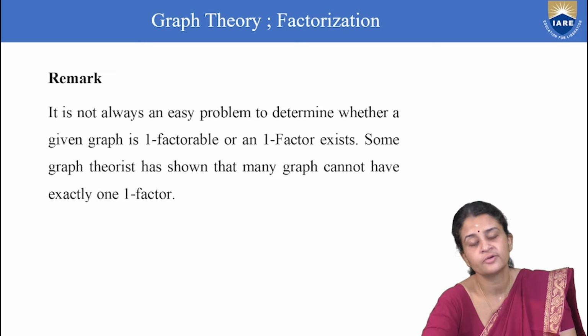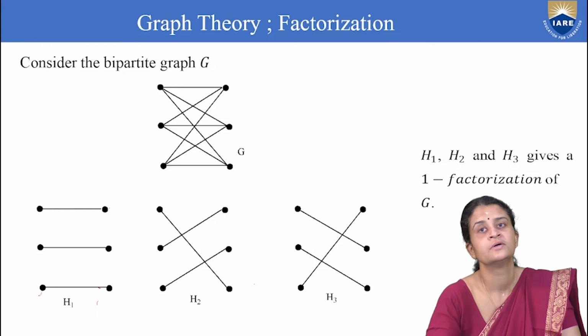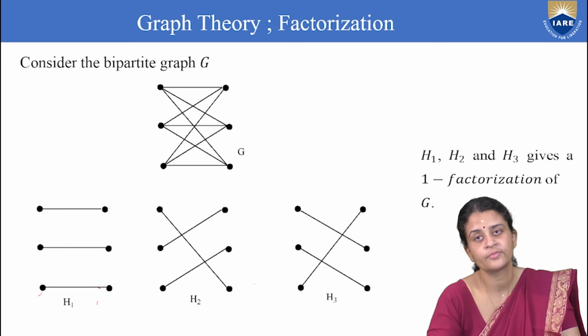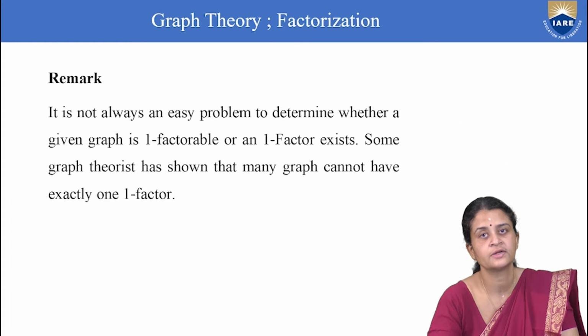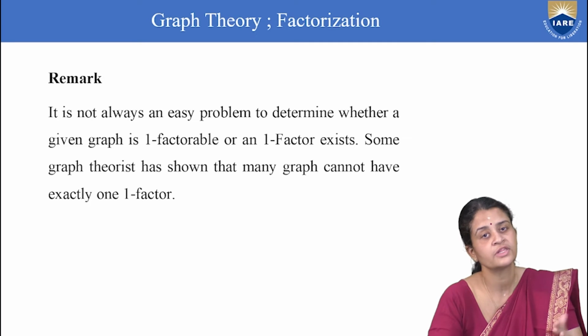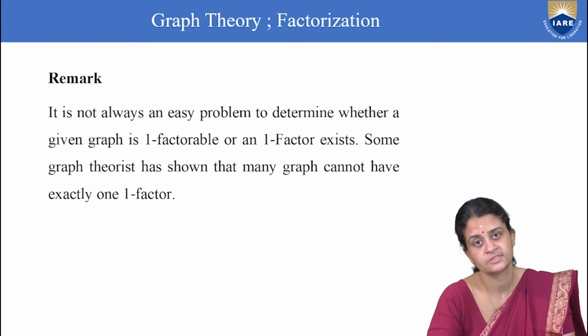In some small graphs, like the first graph that we considered, it is easy to find a one-factor. But when the order and size of the graph increase, it is not so easy to determine whether a given graph is one-factorable or not, or whether a one-factor of the graph exists or not. Graph theorists have shown that many graphs have exactly one one-factor, and some particular graphs have exactly one one-factor.